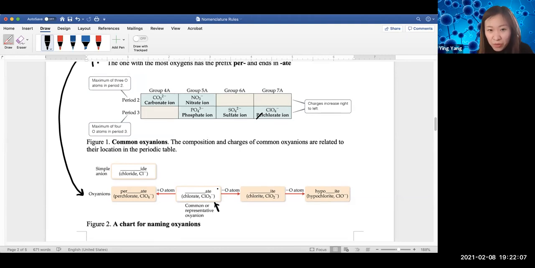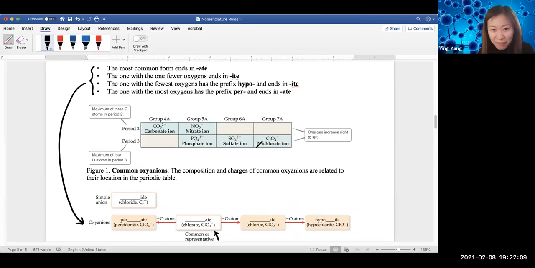And then we apply the rule. What does the second rule say? The one with one fewer oxygens ends in ITE instead of ATE. So from ClO3 minus, one fewer oxygen would be ClO2 minus. And in this case, we change the ending from ATE to ITE, so chlorite.